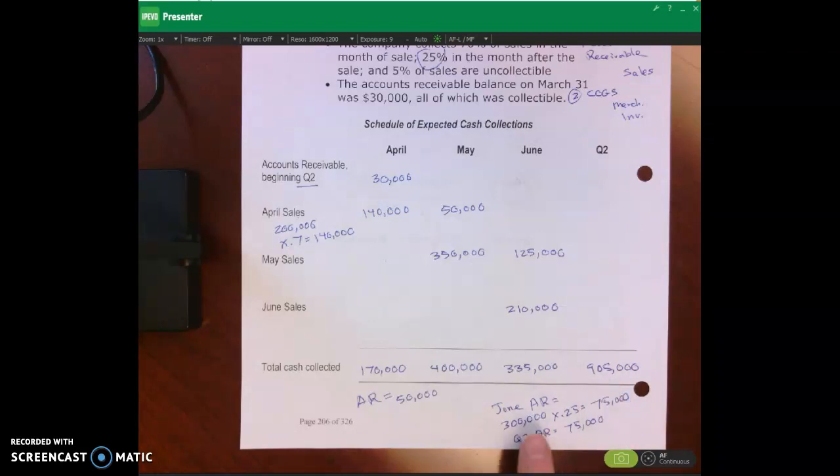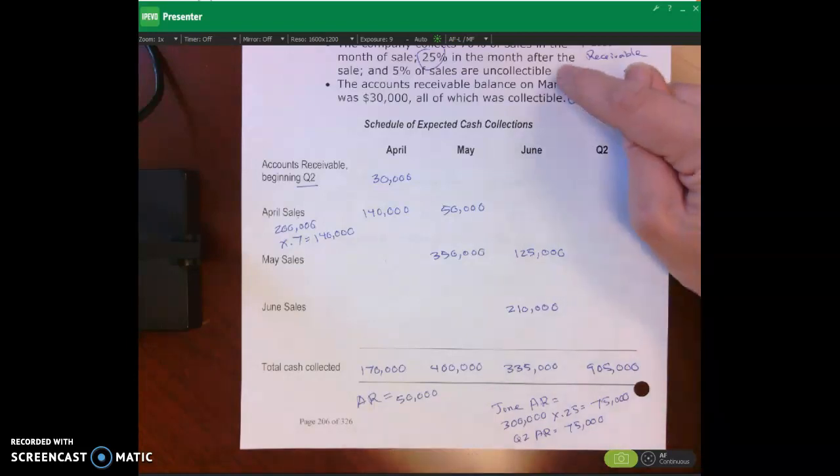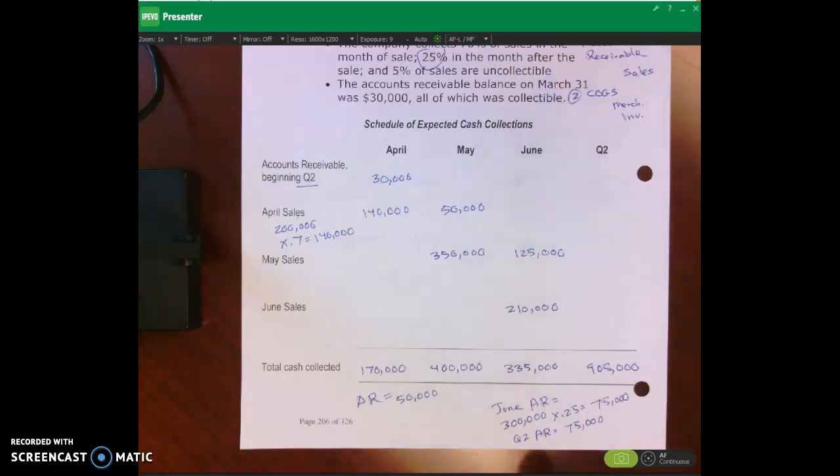I then asked you, what is accounts receivable at the end of June? Remember, June sales are $300,000, and we collect 25% in the next month. 70% of June we collect in June, 25% we collect in the next month, and 5% you're not going to get. That's bad debts expense, so you can't count that. So we have our 25%, $75,000, as the accounts receivable balance at the end of June. That is also the quarter two accounts receivable balance.